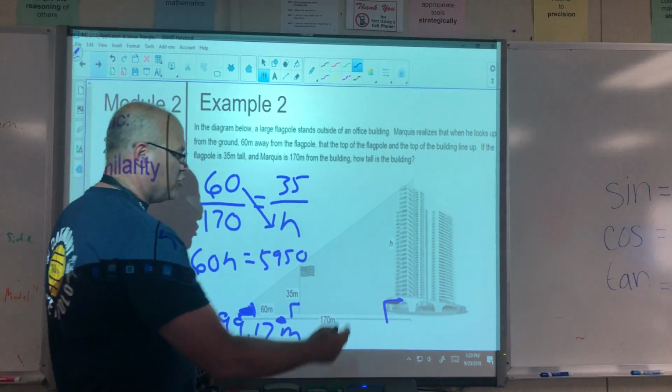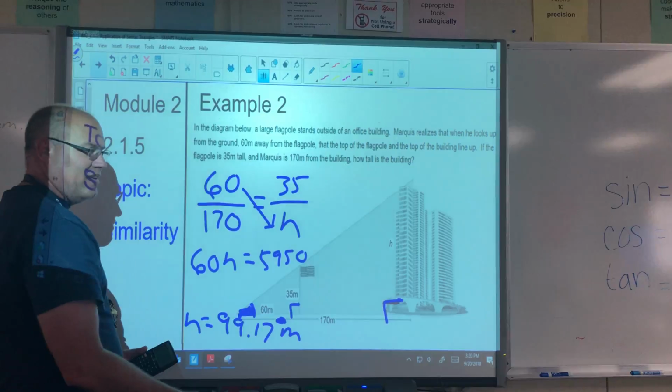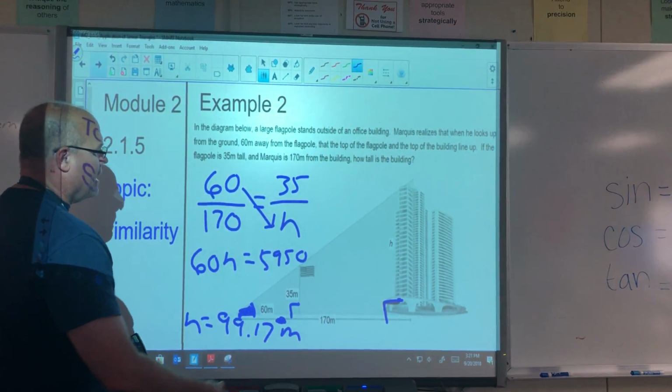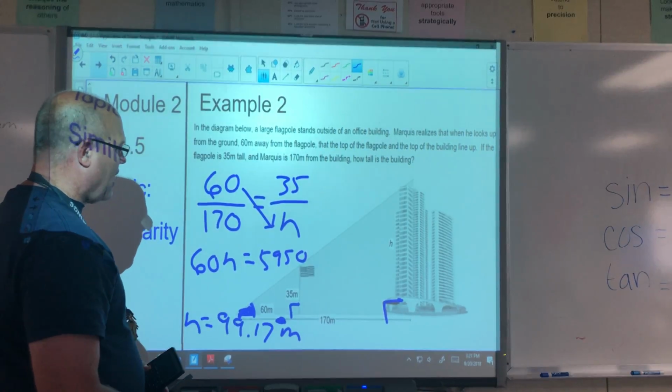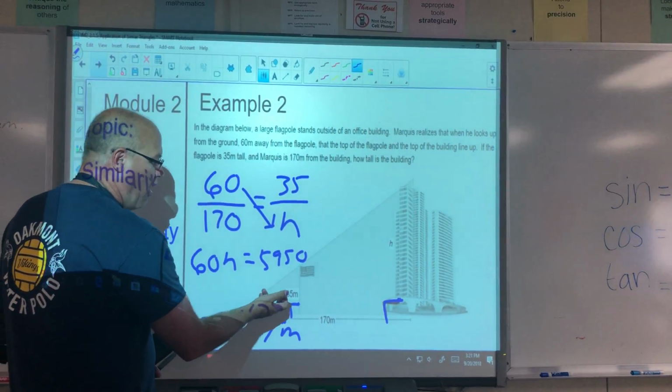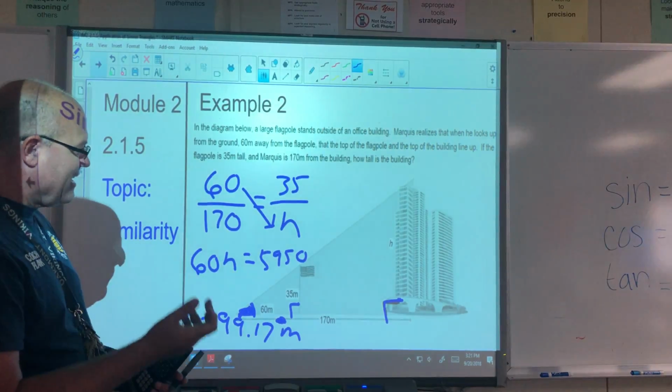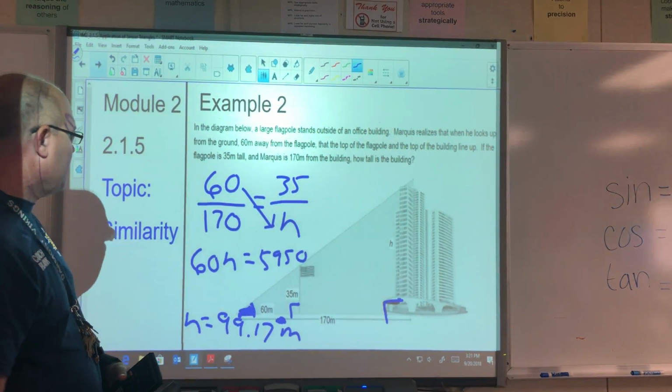Does that make sense? Should it be bigger than the flagpole? Yes. Again, if I would have made a mistake and I put H on top, 35 on the bottom, I would have got a number that was really small. It would have been smaller than 35, and I'd go, wait a minute, that doesn't make sense. The building's got to be taller.